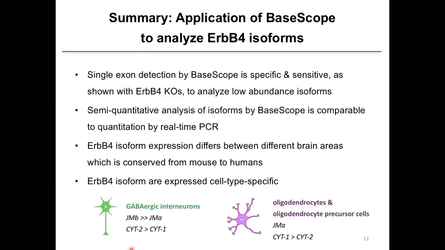GABAergic interneurons mainly express JMb and CYT-2 isoforms, oligodendrocytes and oligodendrocyte precursor cells mainly express JMA and CYT1 variants. These findings are important because the relative expression levels of JMA and CYT1 ErbB4 isoforms are augmented in the postmortem prefrontal cortical regions of schizophrenia patients, suggesting a possible implication of these cell types in the disease.